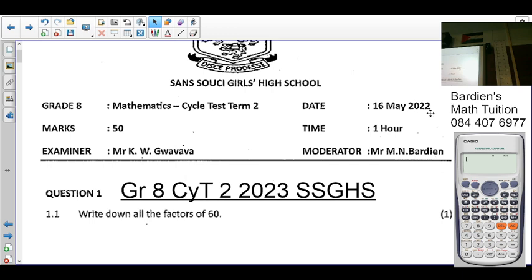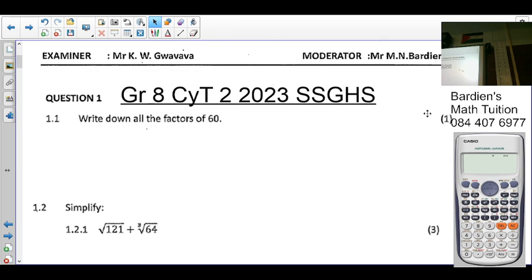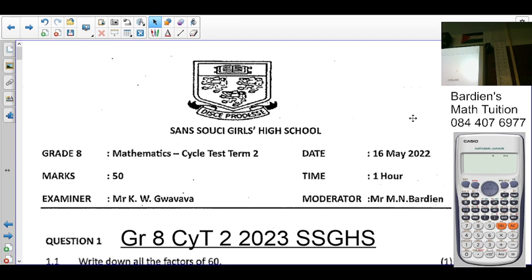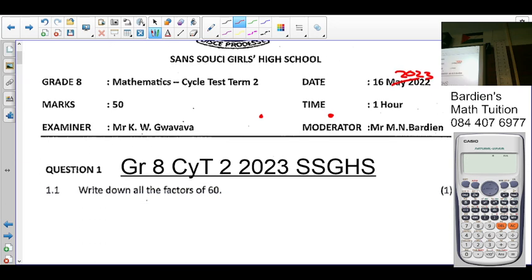Oops. We have the wrong paper. The right paper. So it should be 2023. No? Okay. Okay, let's go.